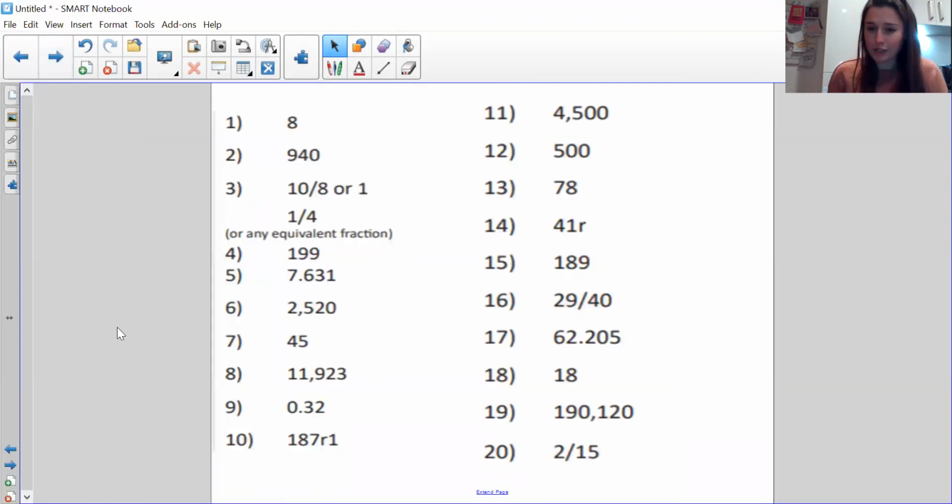Okay, so I'm going to just show you all the answers now. So you can pause the screen here and you can mark your own work. If you've got an equivalent fraction, then obviously you can mark that as correct.